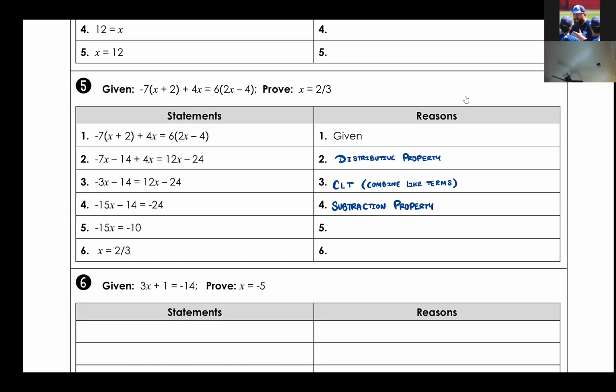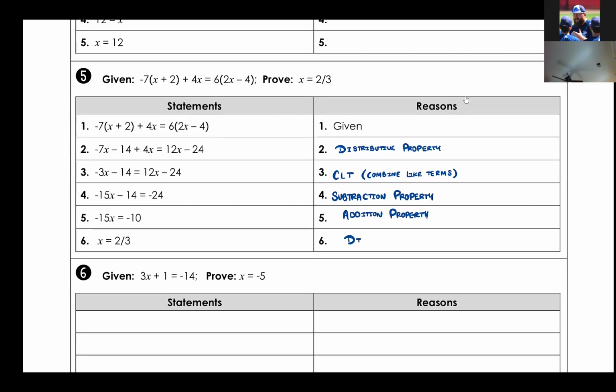Then from negative 15x minus 14 equals negative 24, they got negative 15x equals negative 10. They added 14 to both sides, so we call that the addition property. That was wonky. And then lastly, negative 15x equals negative 10 became x equals 2/3. Division. I would have liked them to draw that out and then we simplify, but they didn't, and that's okay.